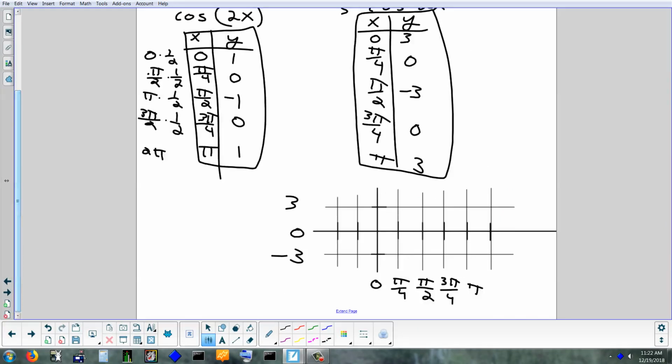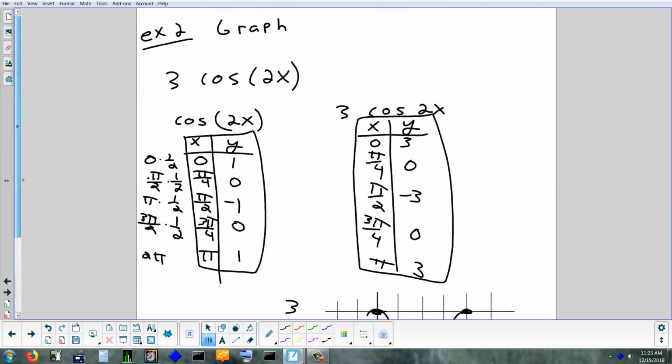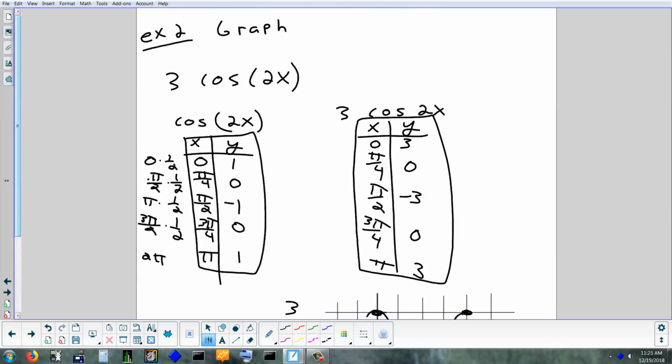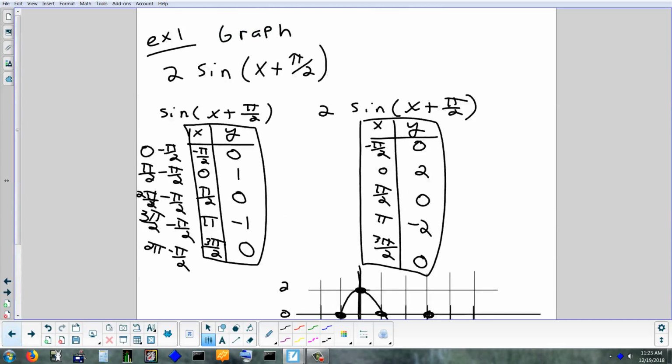So 0, 3. We're back to 0. Pi over 2, it's negative 3. Let's see, 0. Back to 3. Okay. Any questions on those points? And now what's the last step? Yeah, actually draw your curve through those points. So we did a multiple transformation where we had a period change and a vertical stretch. We did a phase shift and a vertical stretch.